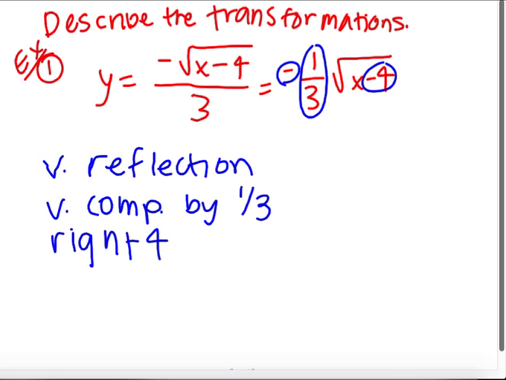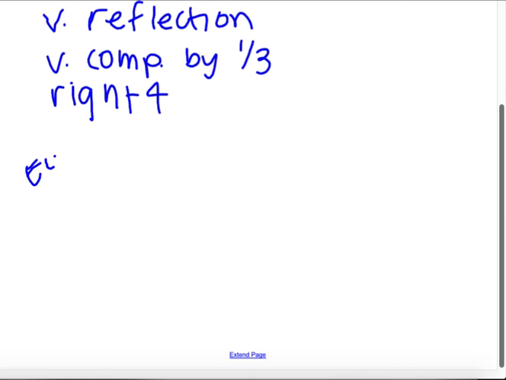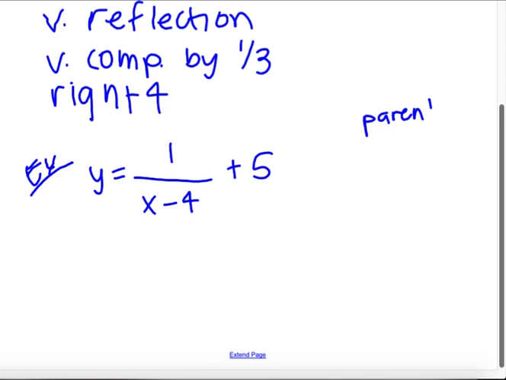We'll do a few more of these and then a couple graphing ones, and then that will pretty much be it. So another one of these would be y equals 1 over x minus 4 plus 5. So if you want to identify what the parent function is, that wouldn't be a bad idea. Parent function in this case is going to be that rational function of y equals 1 over x.